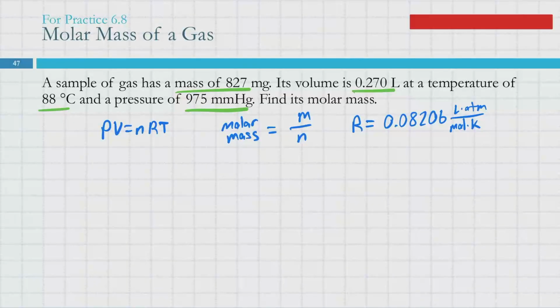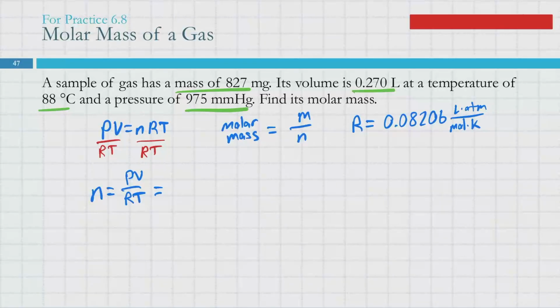Okay, so to solve this problem, to find molar mass, we need the mass. That's the top part of molar mass, usually in grams. We also need the number of moles, in moles. Moles shows up in our PV equals nRT. If we divide both sides by RT and flip the left and the right sides, n equals PV over RT.